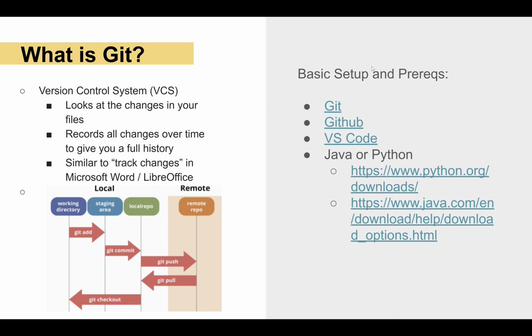What is Git? At its very essence, it's a version control system. It looks at all the changes in your file and records all the changes over time to give you a complete history, from the time the file was created to its current state. You can find out which line was changed at which time and by whom. It's similar to how you can look at version history in Microsoft Word or Google Docs.